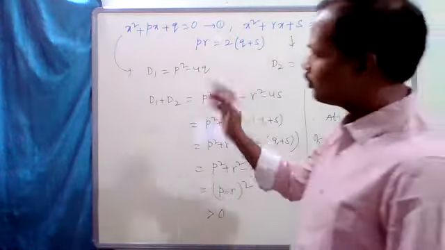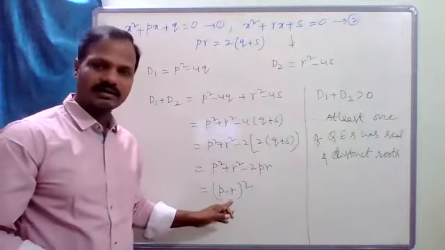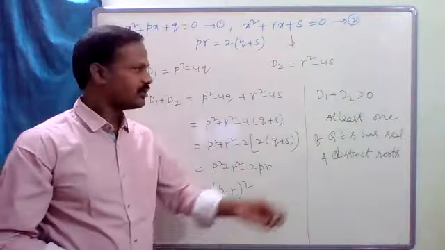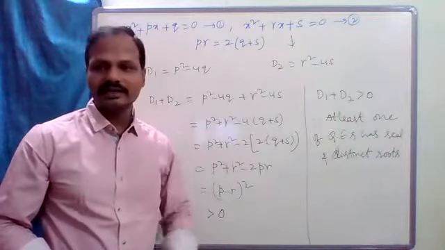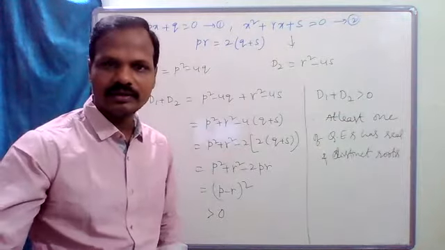So if P, Q are not equal, P and R distinct numbers, then it is strictly greater than 0. So real and distinct roots. Okay?